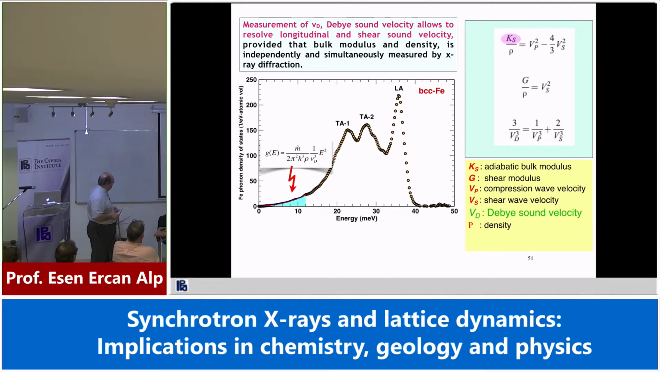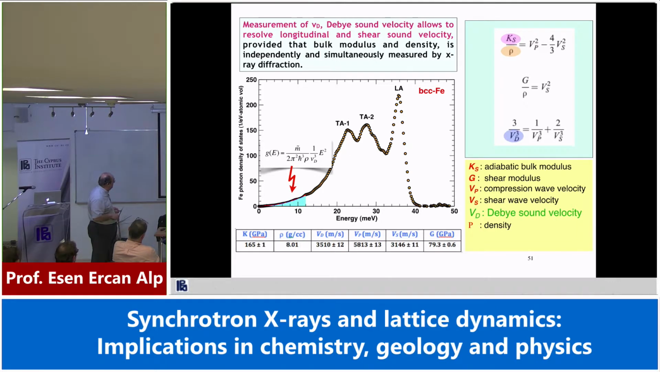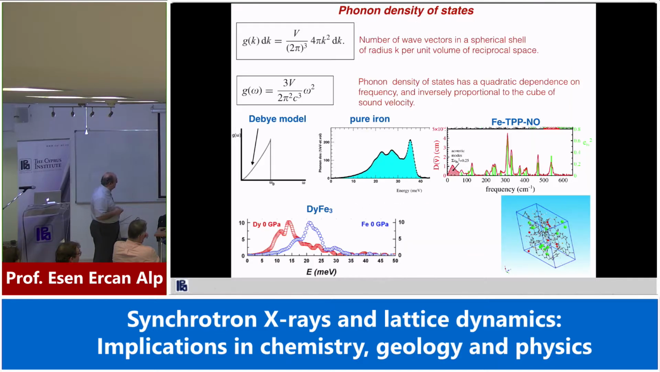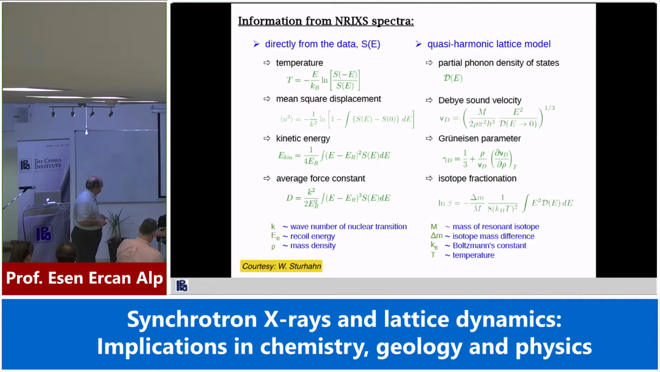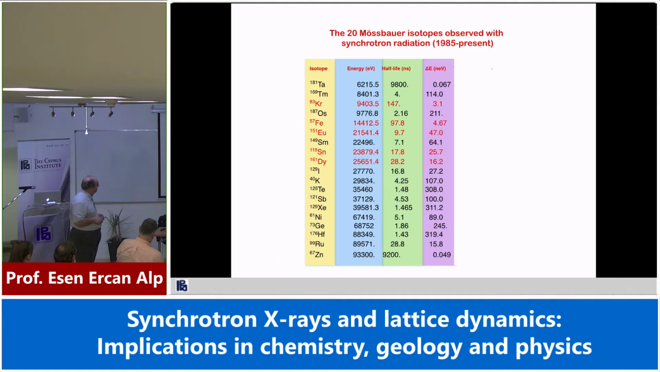Let me skip a couple of slides. So you can see we can convert this into density of states. It's very nice. You can use it for many different problems. You can measure vibrational entropy, specific heat, fractionation, kinetic energy. I mean, you make one measurement, but you publish 5 papers because each one has some specific interest to some specific group. So it's a very information-rich method.